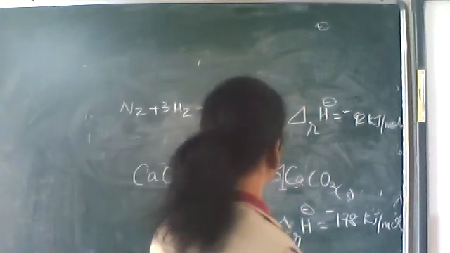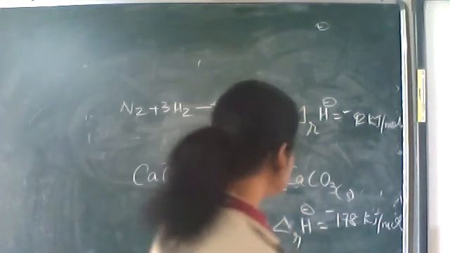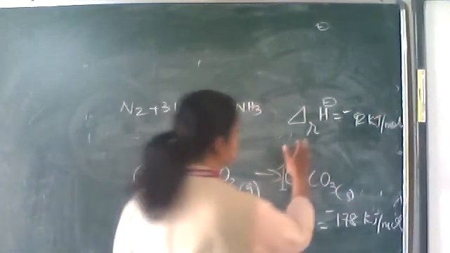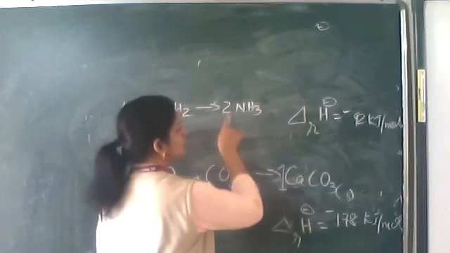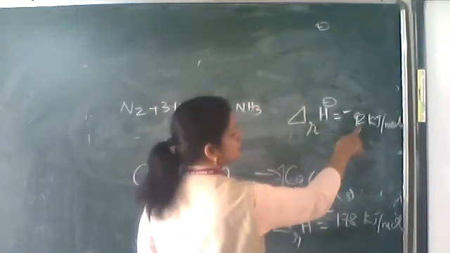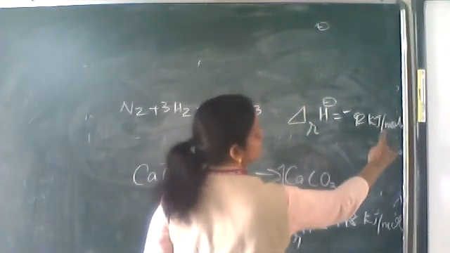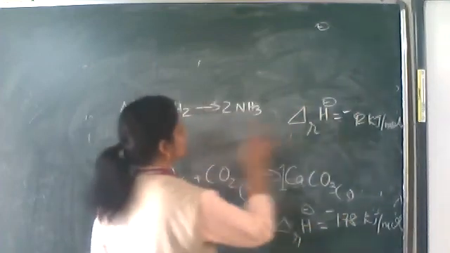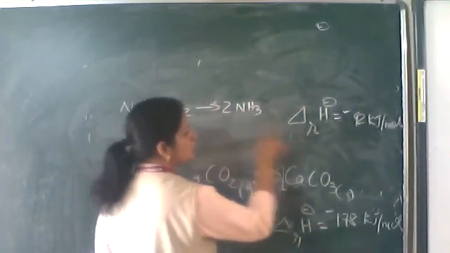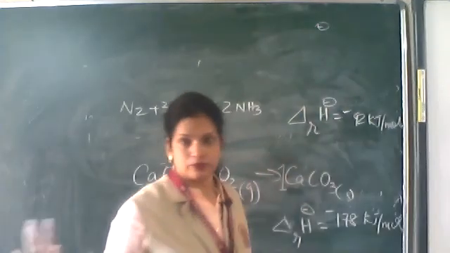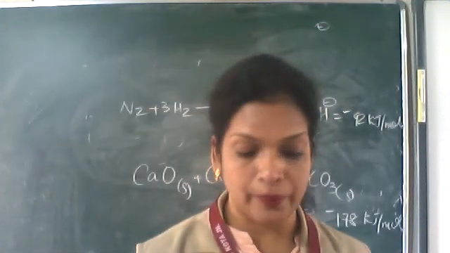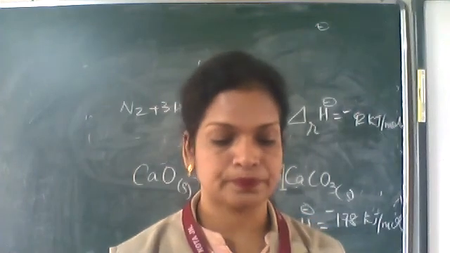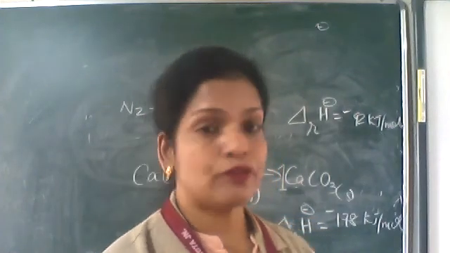So what is the F value? Divided by 2. For making 2 moles, this much heat energy is released. Don't look at that portion. This is a general format. So for 1 mole, that is divided by 2. That is the enthalpy of formation, no doubt.